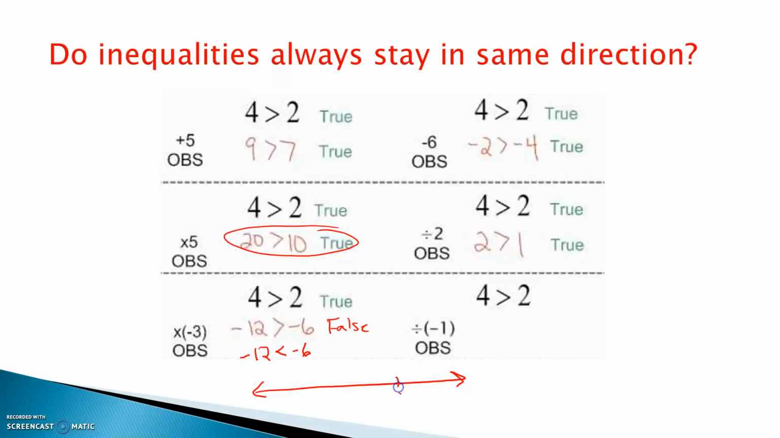Okay, if I want to prove it here, here's 0, negative 6 is somewhere here. Negative 12 is way out here. Again, negative 12 is a smaller value. So again, whenever I multiply on both sides by a negative, or if I divide both sides by a negative, I have to make sure that I flip my inequality. It changes directions in order to keep the statement true.